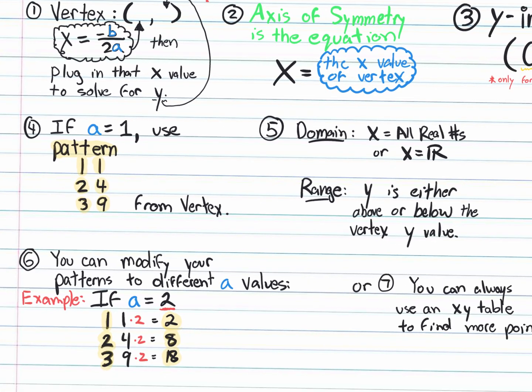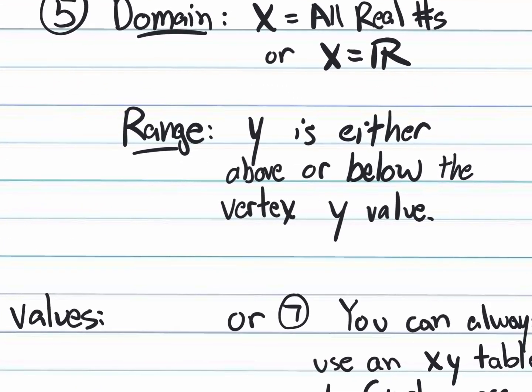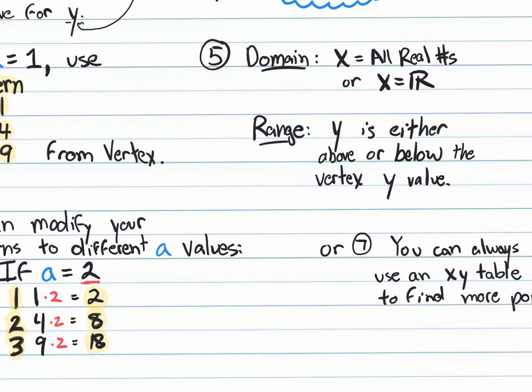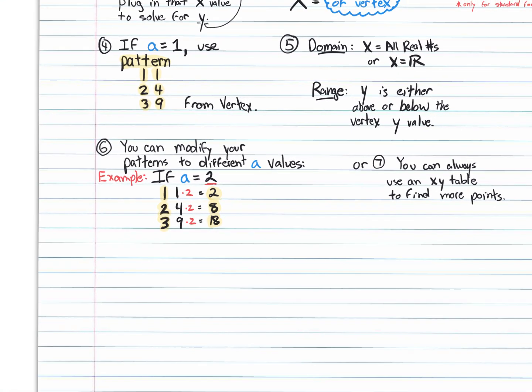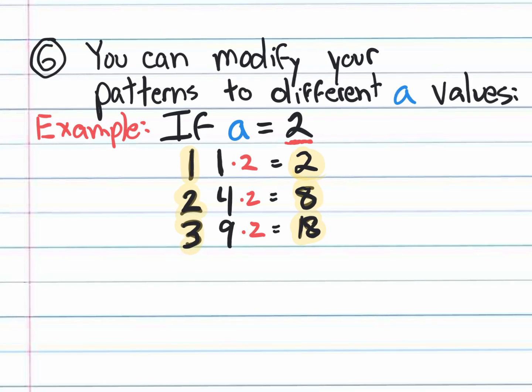The domain of any parabola is going to be x equals all real numbers. The range of any parabola is it's going to be y is either greater than or equal to the y value of your vertex, or y is less than or equal to the y value of your vertex. Now, let's say you don't have the a value of 1. Let's say you have the a value of 2. Well, then you could modify your pattern to a different a value.